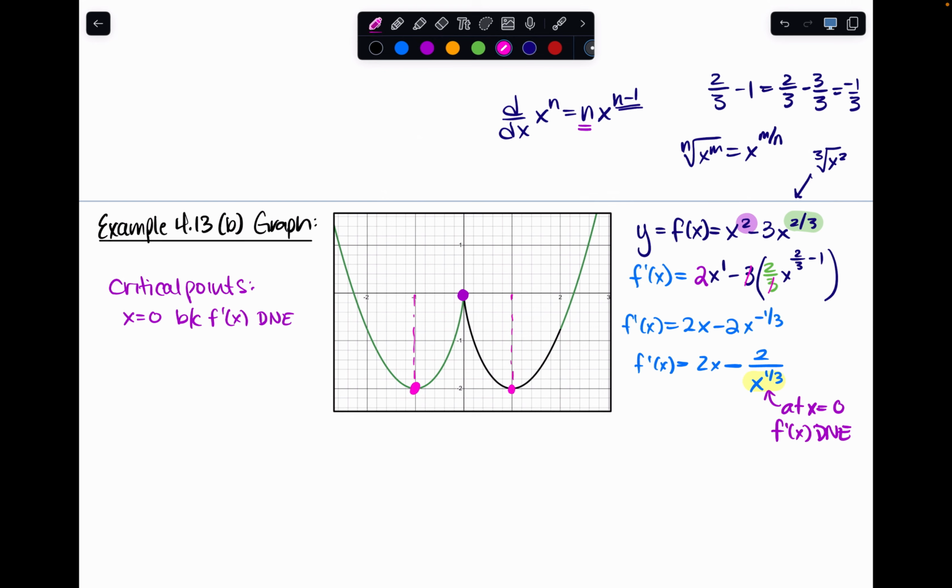And again, that's another reason why I want to start with the graph in this section, because you can actually visualize these points. Negative 1 and 1 are where you're expecting f prime to equal 0 because there are horizontal tangencies there. And you can also see that y equals negative 2.